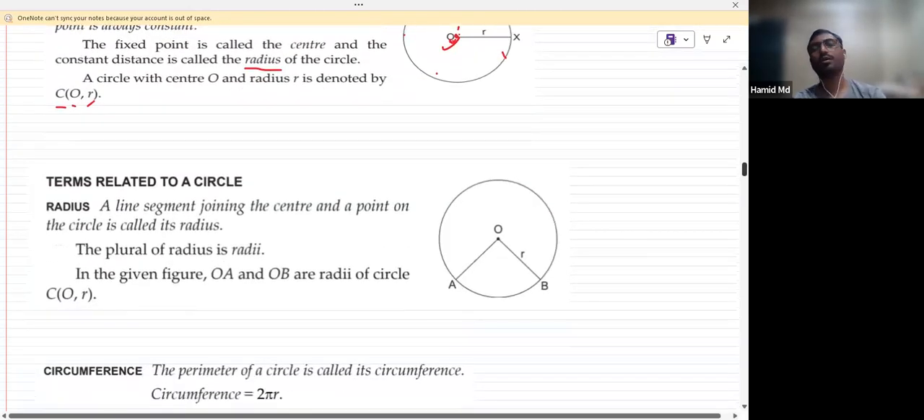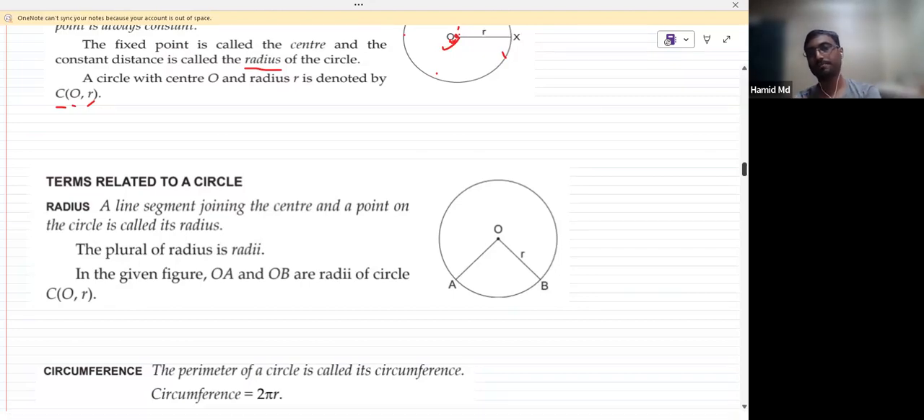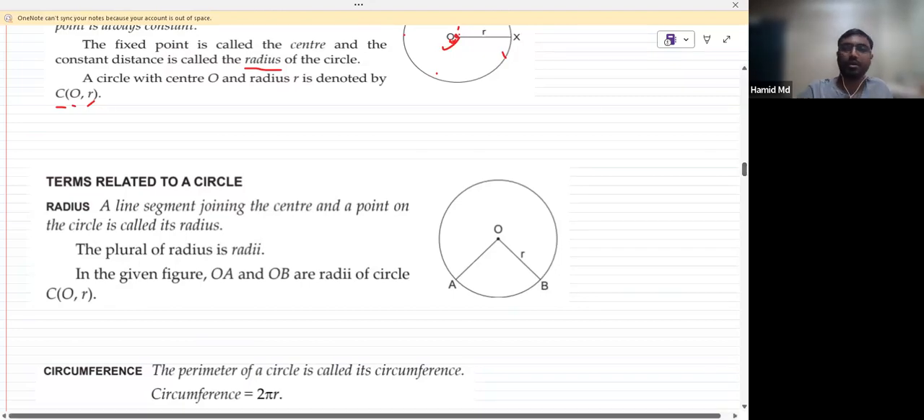So now we have a few more. This class is basically on the definition of terminology and some theorems. We'll do one or two short problems. We already saw the definition of radius: a line segment joining the center and a point on the circle is called the radius. We always know that the radii of a circle are always equal in length.